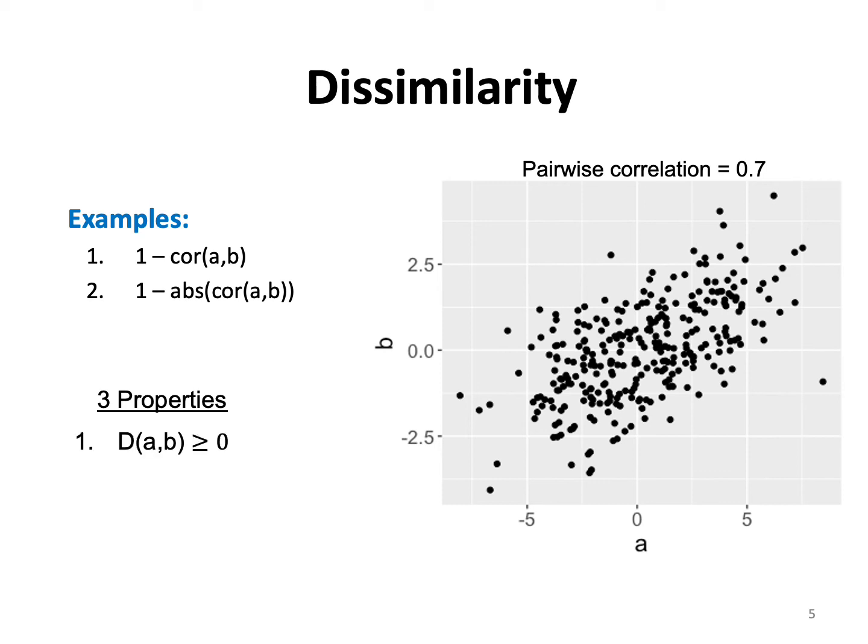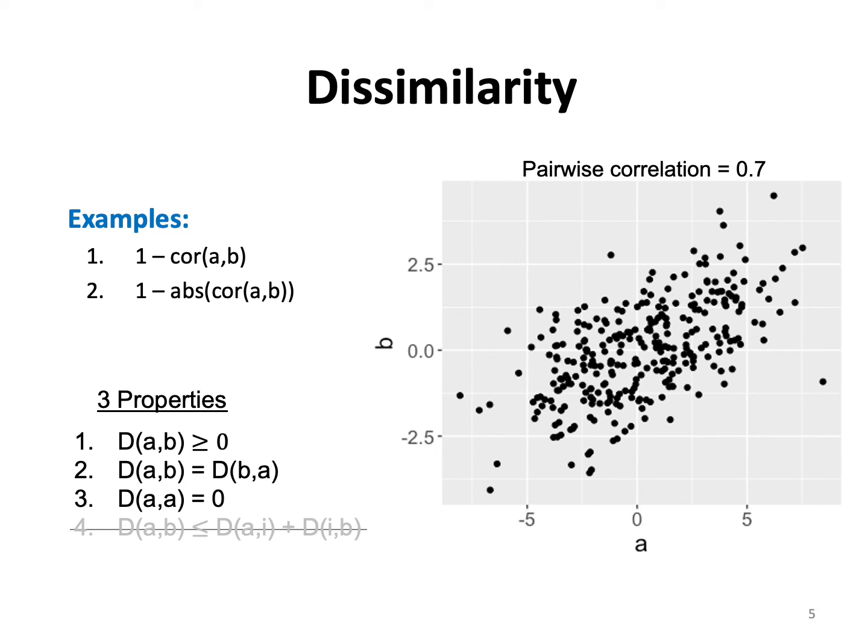The first one is just like the distance property: the dissimilarity between 2 objects has to be greater than or equal to 0. We also have the symmetry property, that the dissimilarity between A and B is the same as between B and A. And we have the dissimilarity of an object to itself being 0. There are only 3 properties; we do not have the triangular inequality. So if you have something that meets the first 3 properties and not the triangular inequality, we call it a dissimilarity and not a distance.